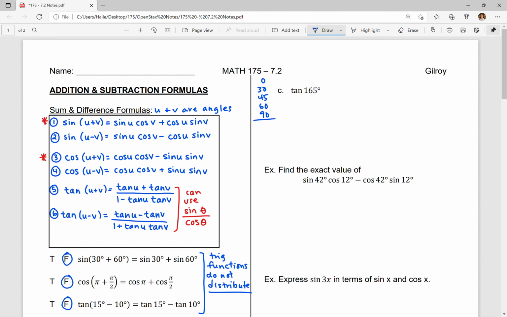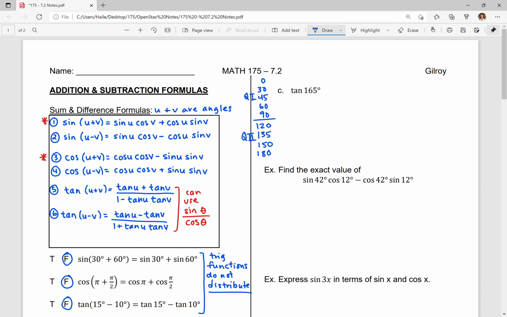So after 90, let me think, we would have 120, 135, 150, and 180. Okay, so this is quadrant 1, this is quadrant 2.